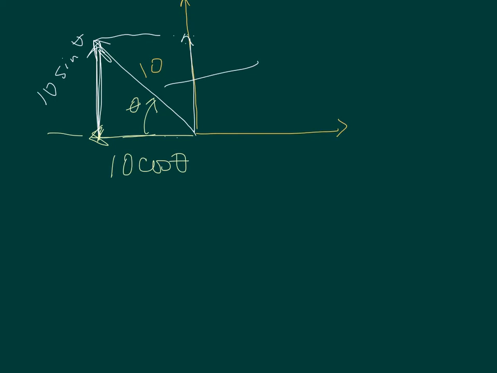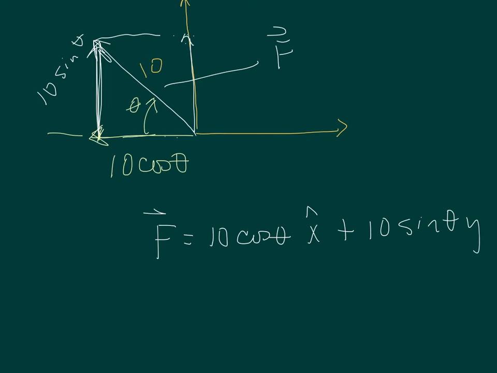So when we write this, we actually would write this vector f, which has a magnitude of 10, and say that the vector f is equal to 10 cosine theta in the x direction plus 10 sine theta in the y direction. And in this case, we see the x direction is negative, so we would have to say that this is a minus 10 times the cosine of that angle in the x direction, and a plus 10 times the sine of theta in the y direction.